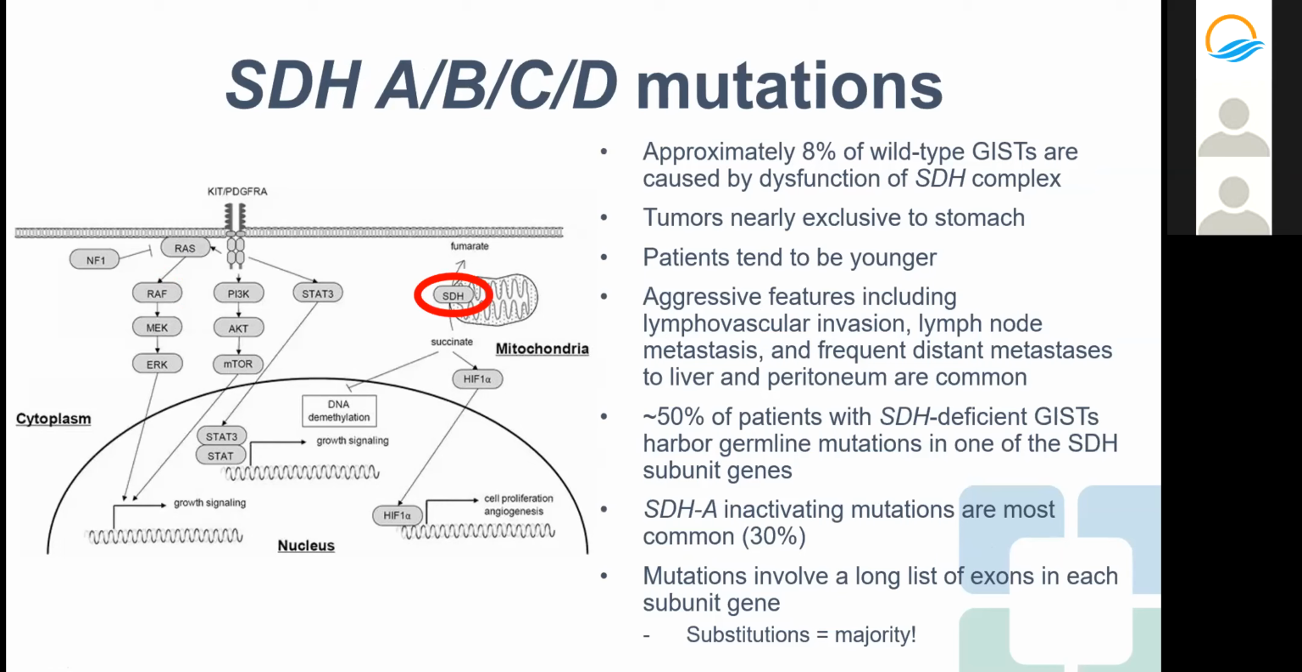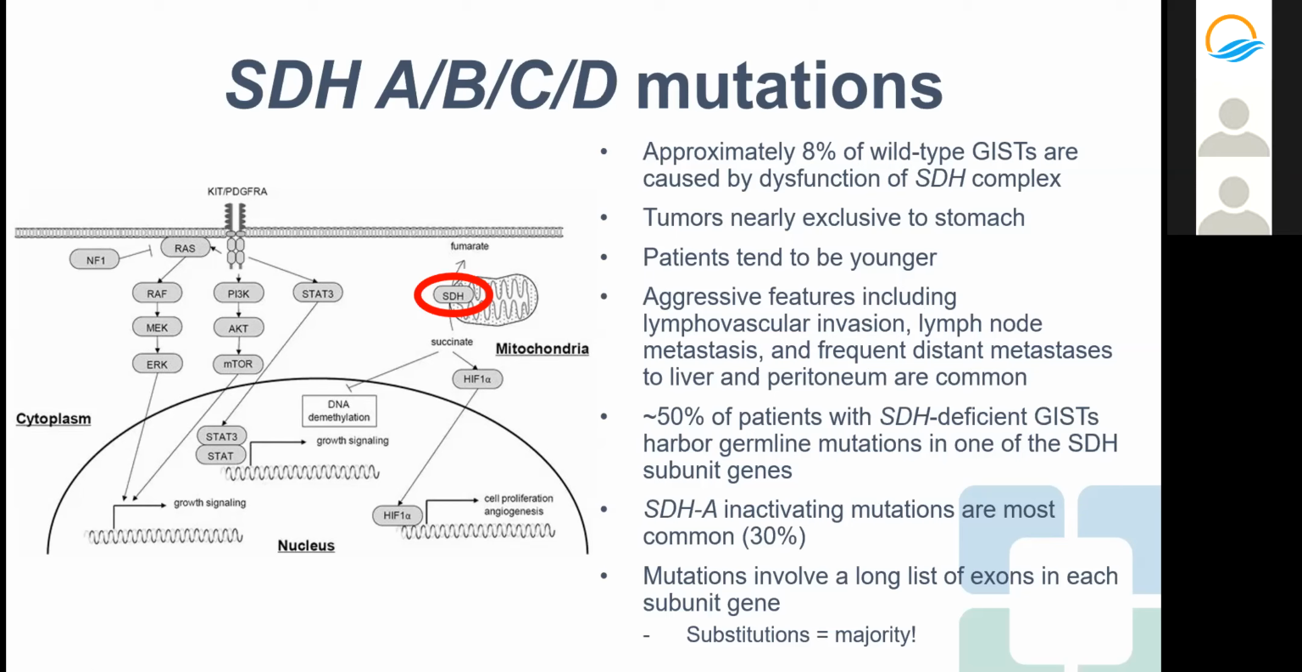Next are SDH deficient GISTs. SDH deficient GISTs arise almost exclusively in the stomach and affect predominantly female patients. They tend to manifest in a younger age, and they have pathologic features that are also aggressive, somewhat similar to the BRAF mutated GISTs we just discussed. Under the microscope, these tumors will often have lymphovascular invasion and will be able to identify lymph node metastases as well as distant metastases, typically to the liver or the peritoneum.